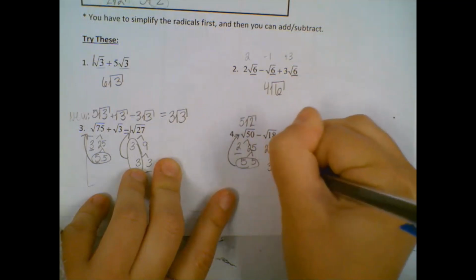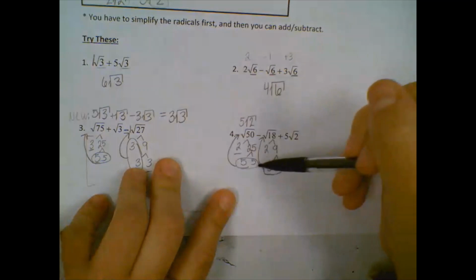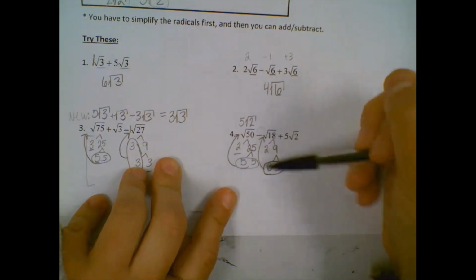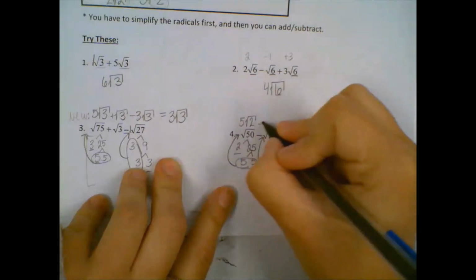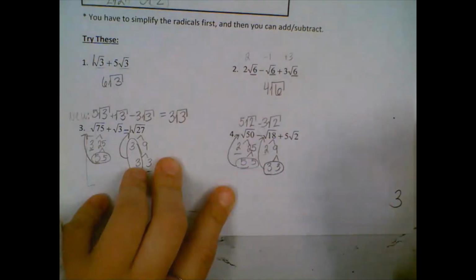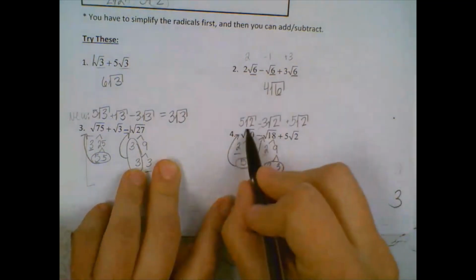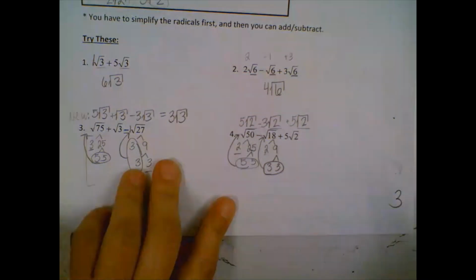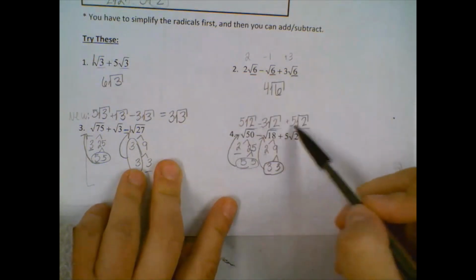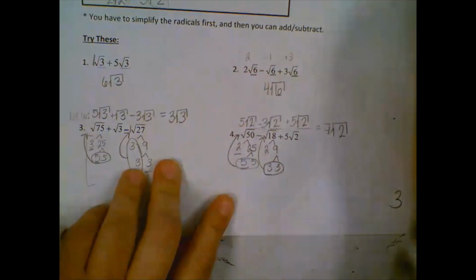9 breaks into 3 and 3. I have a pair of 3s that will come out. So remember, always draw that arrow so you pay attention to what was in front. I had a -1. So -1 times 3 is going to give me -3, and my single was a 2. And then this plus 5 root 2 does not change. So if we look, all of these are like terms. 5 minus 3 is 2. 2 plus 5 is 7. So my answer is a 7 root 2.